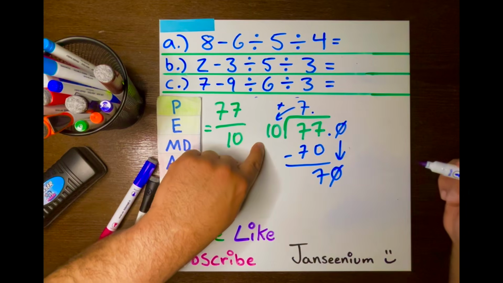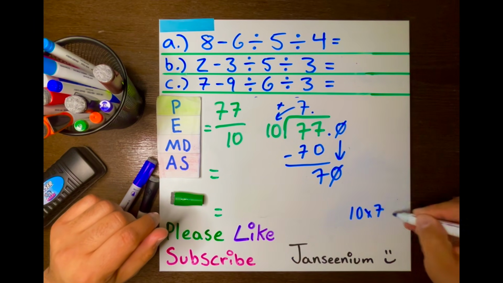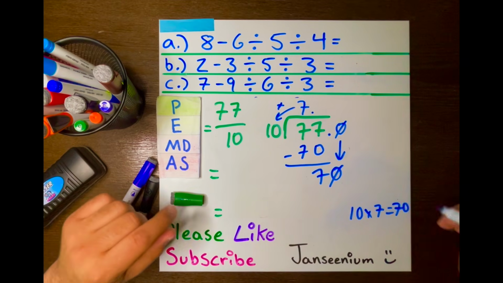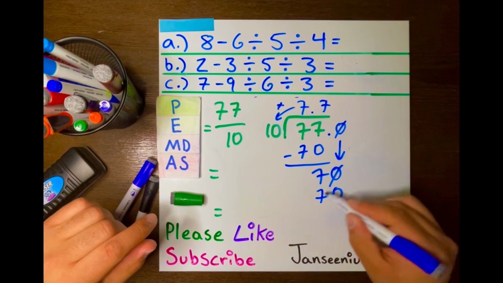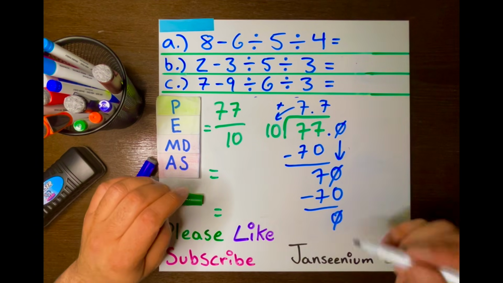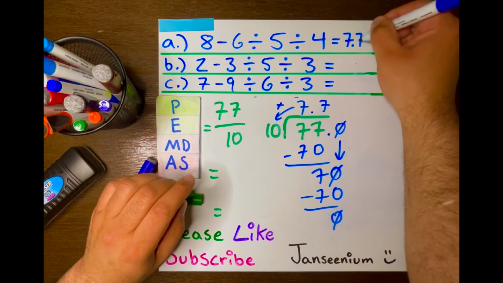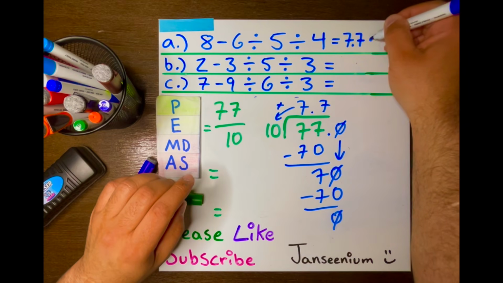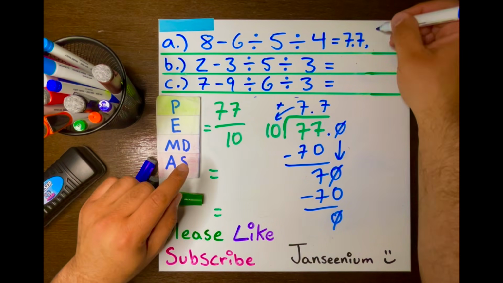So how many times can 10 fit into 70? Well, I know that 10 times 7 equals 70. So 7 it is. And 7 times 10 is 70. And then you subtract 70 minus 70 is 0. So your decimal answer is 7.7.